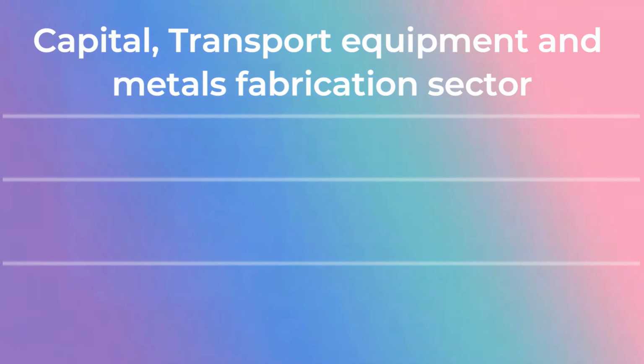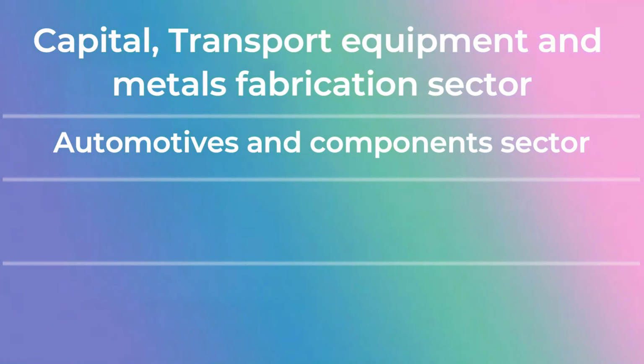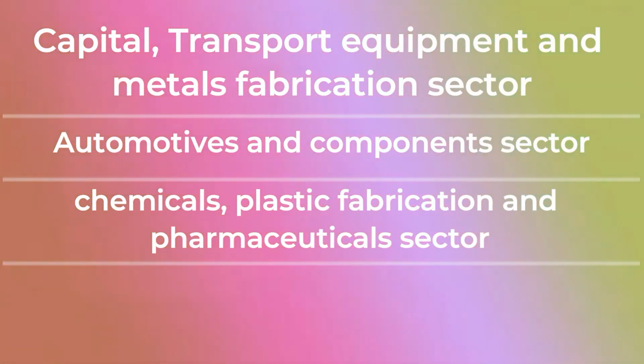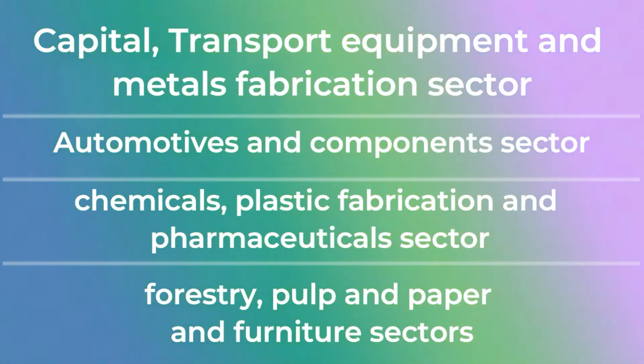The South African government has identified a few factors to achieve the Accelerated and Shared Growth Initiative, which aimed for 6% economic growth by 2010 and to halve the poverty and unemployment by 2014. According to the framework provided by the Department of Trade and Industry, they focused on 4 key sectors, the first sector being capital, transport equipment, and metals, fabrication sector, the second sector being the automotives and component sector, the third sector being chemicals, plastic fabrication, and pharmaceutical sector, and the last sector being forestry, pulp and paper, and furniture sectors.